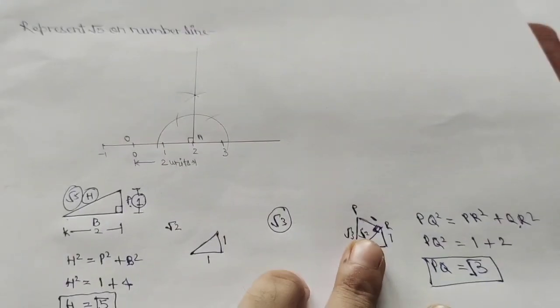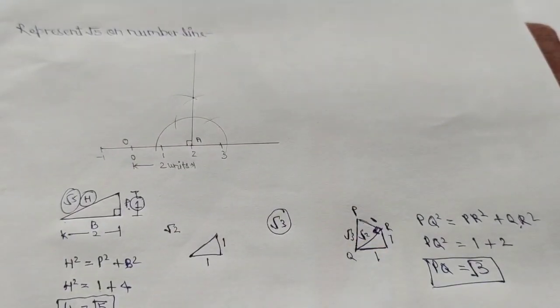It is clear. Similarly, we will draw root 7, root 11, meaning any number. You just have to think about how many units you will take on the base and how many units you will take as the perpendicular, and the resultant will become the required irrational number.